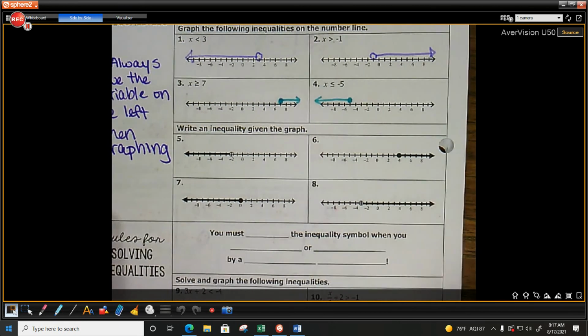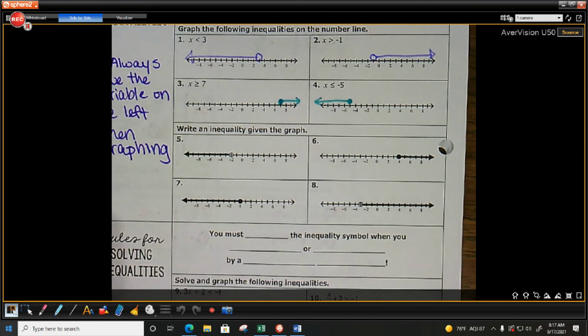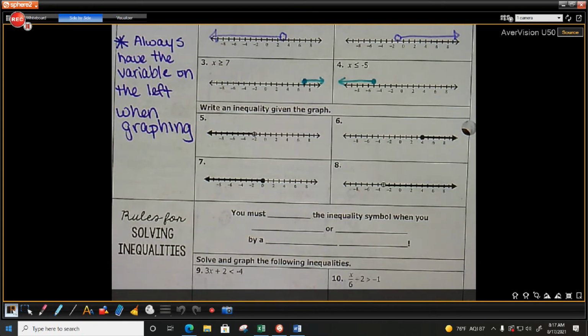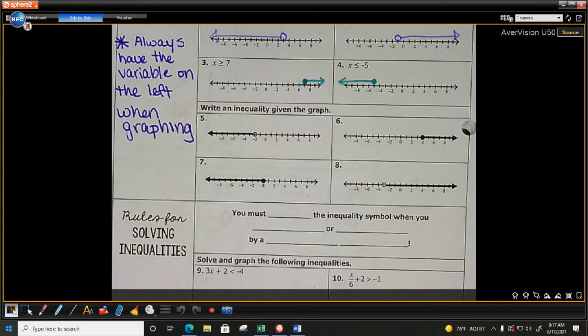Now we're going to look at the number line and we're going to write the inequality. So we're doing the same thing, but backwards. Let's start with our variable. I'm just going to use x. Leave space for your inequality. What number is the dot?